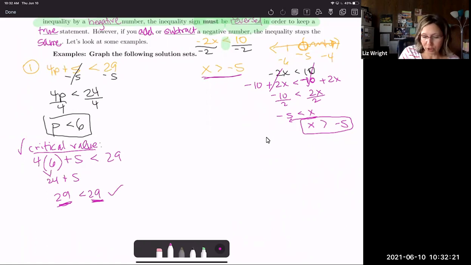So now let me check over here. We're going to check our inequality sign.